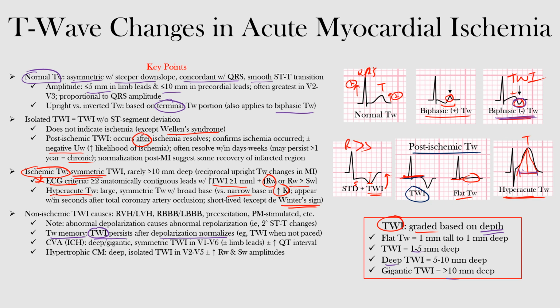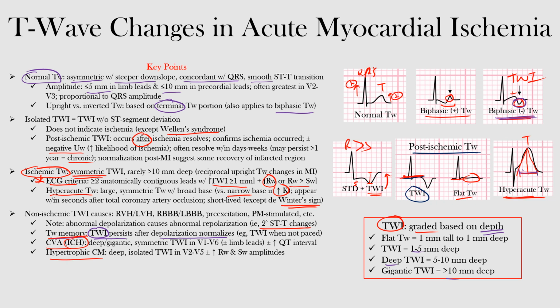Now, in terms of non-ischemic T-wave inversion causes, there's a number of them mentioned here. We talked about ventricular hypertrophy, bundle branch block, pre-excitation, pacemaker stimulated, okay? Remember, if you have abnormal depolarization, that leads to abnormal repolarization, and those are the secondary ST-T changes, okay? We talked about T-wave memory, cerebrovascular accident, intracranial hemorrhage as an example, okay, as well as hypertrophic cardiomyopathy, where you can see these deep isolated T-wave inversions in V2 through V5, as well as sometimes an increase in the R wave and S wave amplitudes.